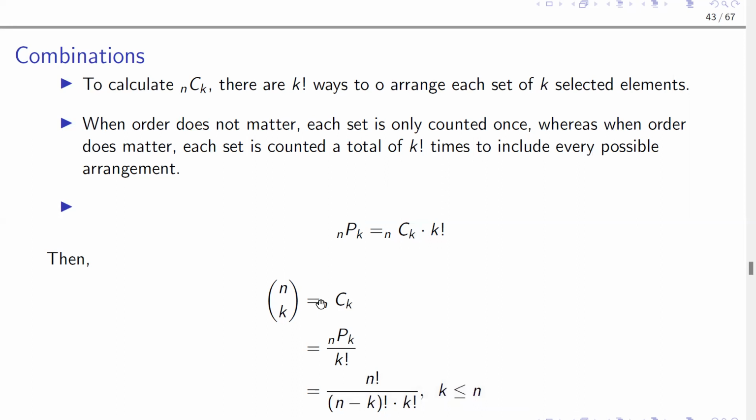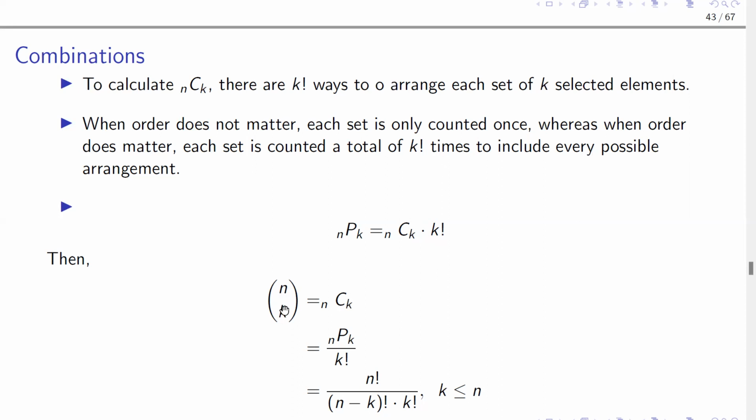So we are saying that n permutation k is n combination k times k factorial, because n combination k just gives us the number of ways of making the selections. But for permutation, you also want to know, if you make a particular choice, what are the various ways you can arrange them. The order in which you can arrange them, that's k factorial.